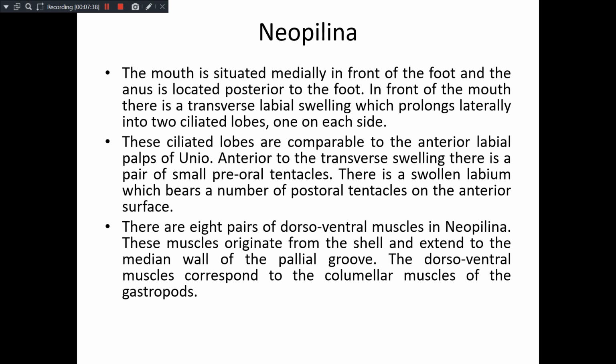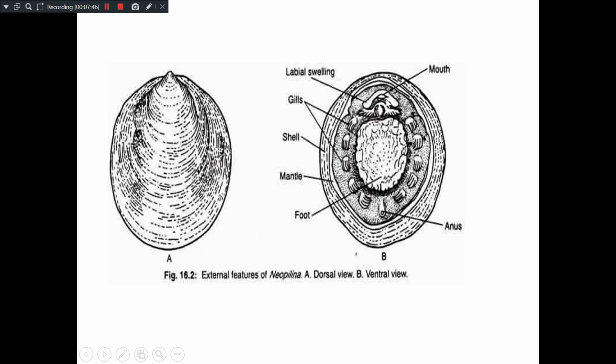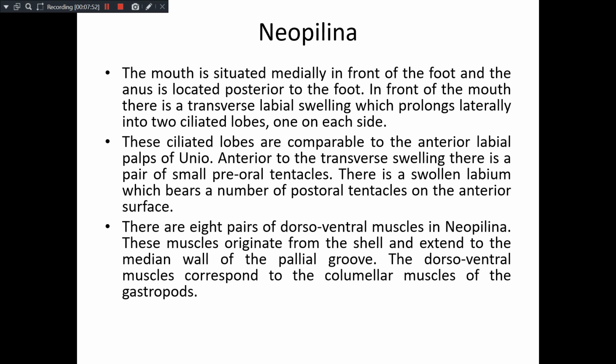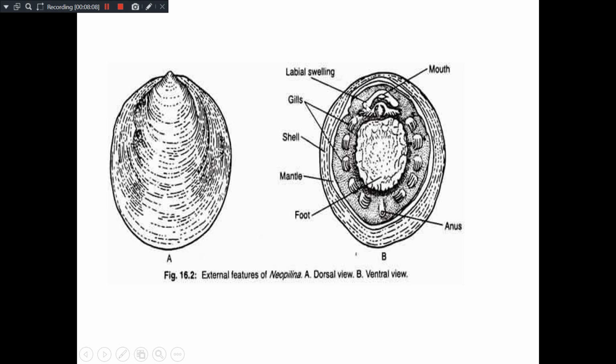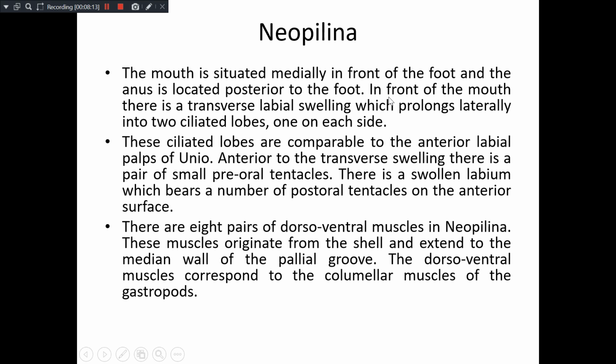Mouth is situated in the front of the foot, and anus is located posterior to the foot. See, this is the mouth, anterior to the foot, anus posterior to the foot. And at the mouth, there's a transverse labial swelling which prolongs laterally into two ciliated lobes, one on each side.